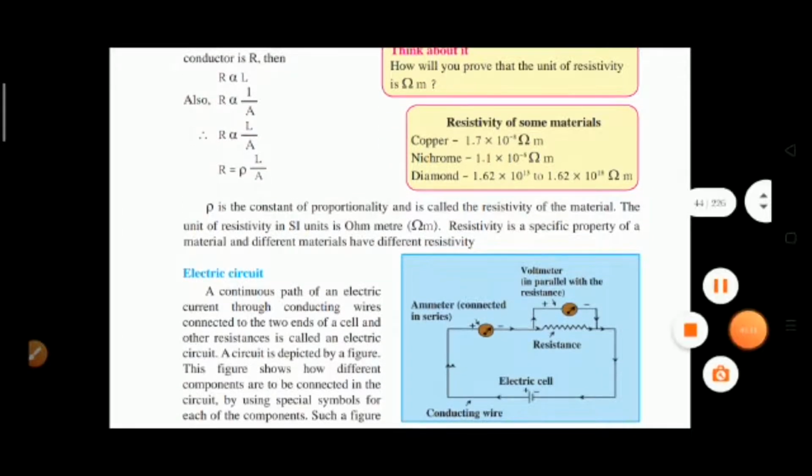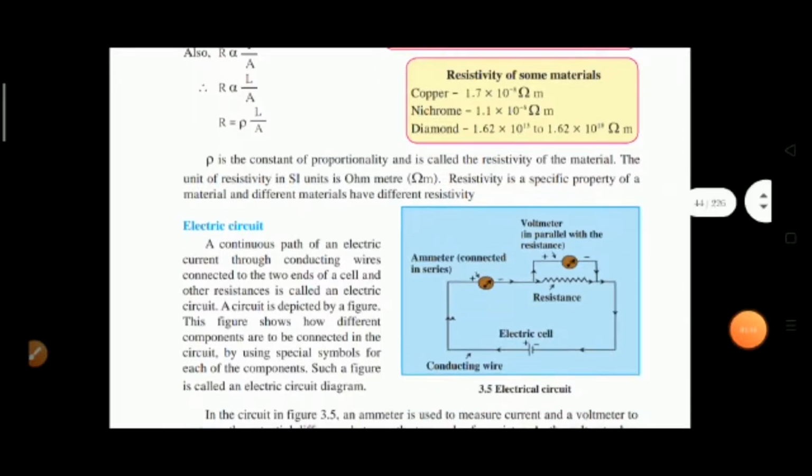Now we'll be seeing what an electric circuit is. There are many appliances in our home which are operated with an electric circuit. A continuous path of an electric current through conducting wires connected to the two ends of a cell and other resistances is called an electric circuit.